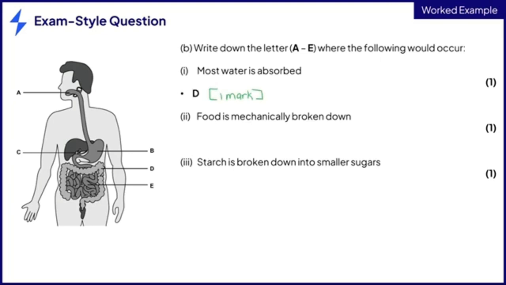The next part of the question requires you to identify where mechanical digestion takes place. There are two possible answers here: A, the mouth where you chew your food, and B, the stomach where churning occurs. Finally, you must identify where starch is broken down. Again, there are two places where this happens: A, the mouth where amylase is released by salivary glands, and E, the duodenum, where the pancreas release amylase to complete starch digestion.